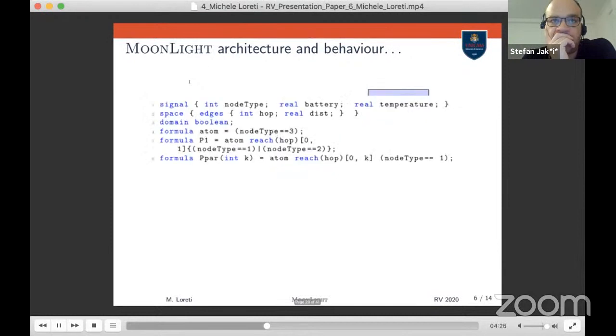The script is a formal description of the signal we want to analyze. This is a script for spatial temporal properties. Then we have the structure of the space, and in particular the kind of values we can have in the edges in the space, since space is modeled as a graph, and the domain we want to use to interpret formulas, and the list of formulas we want to consider.